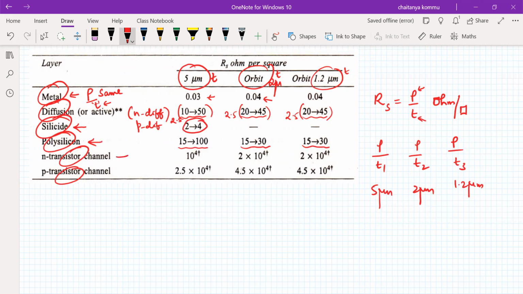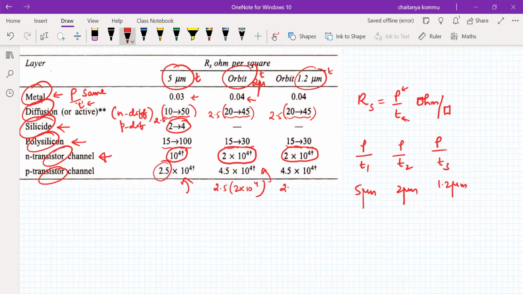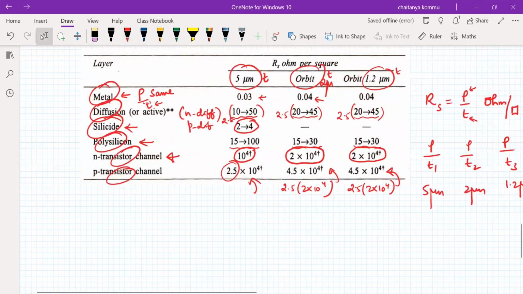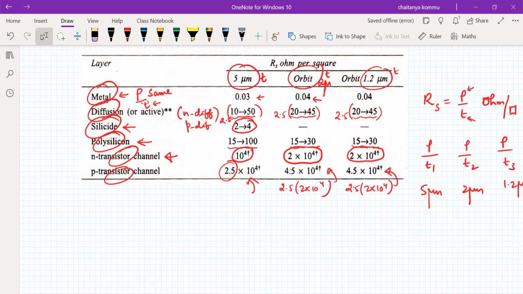It's very important. If we consider N channel diffusion, 10 to the power of 4 ohm per square sheet resistance can be observed. Whereas at 2 micron technology, 2 into 10 to the power of 4. This is also 2 into 10 to the power of 4. How did you get this one for P channel? They have just multiplied by 2.5. So 2.5 into 2 into 10 to the power of 4 is its sheet resistance. So this is how we have to identify the sheet resistance of a material.